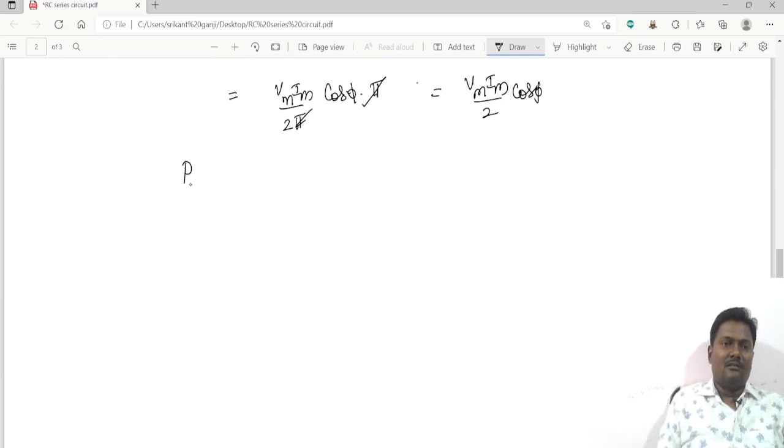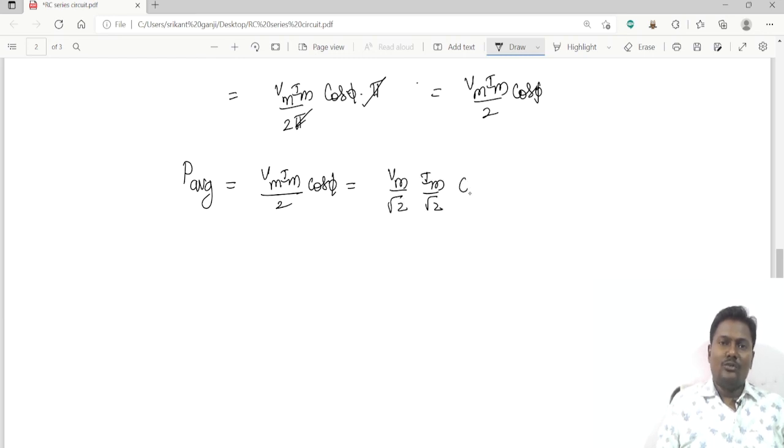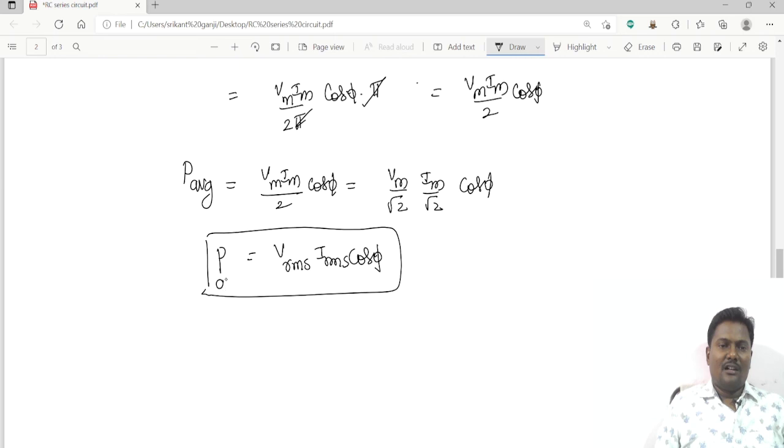So the average power is equal to Vm Im by 2 cos phi. This can be written as Vm by root 2 into Im by root 2 into cos phi. So it is Vrms into Irms cos phi. The average power for the RL series circuit is finally VI cos phi. The unit of average power is watts.